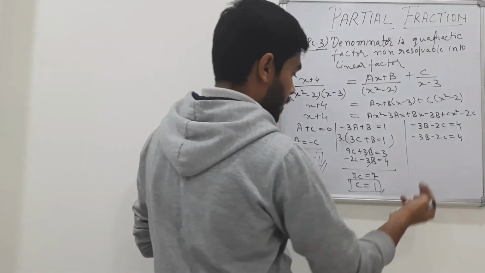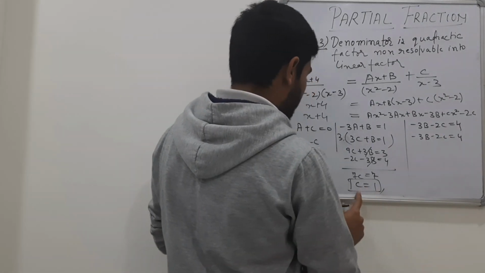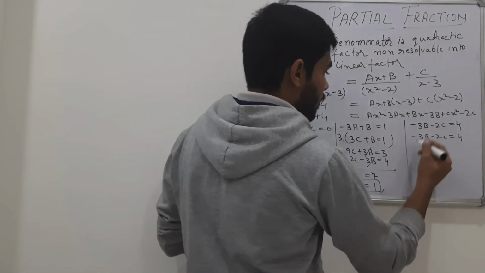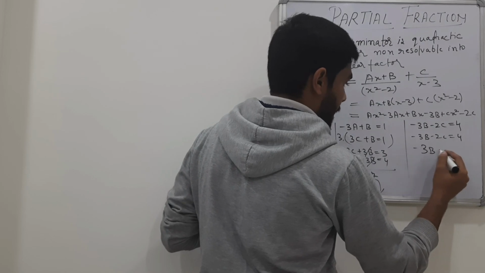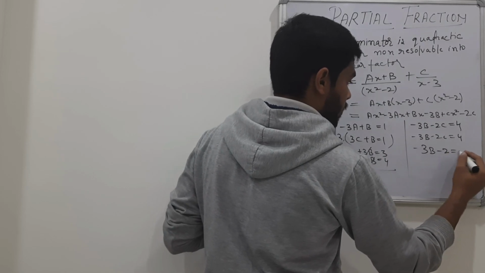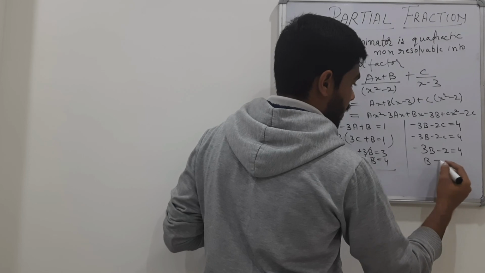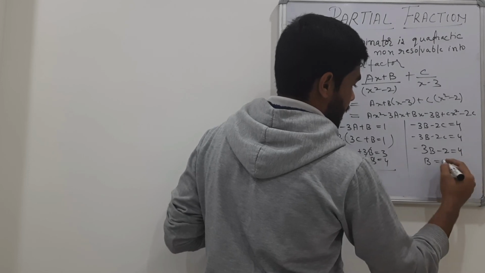Now we will put c and a in this equation. So in this, minus 3b minus 2 equals 4. This b will come, it will go there, 6 minus 2.